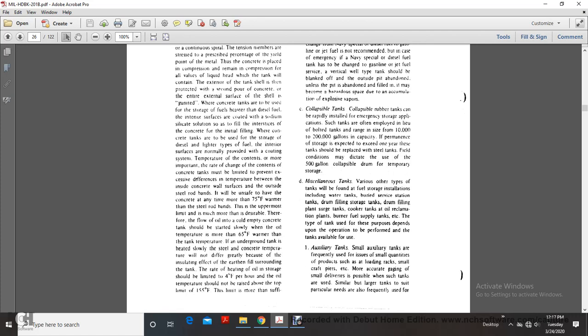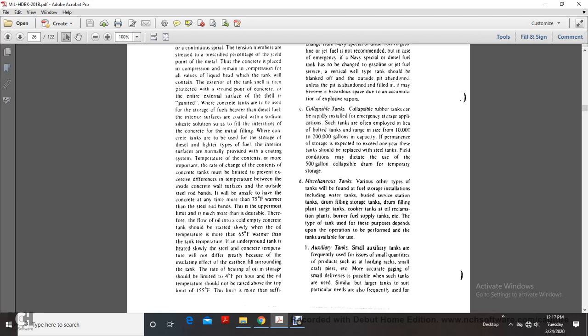Miscellaneous tanks. Various other types of tanks will be found in fuel storage installations, including water tanks, a buried surface station for the drum filling, the storage tank, the drum filling plant storage tanks, cooler tanks, and also reclamation plants, burning of the fuel system tanks, etc. The type of tanks used for the purpose depends upon the operation performed and the tanks available for the use.